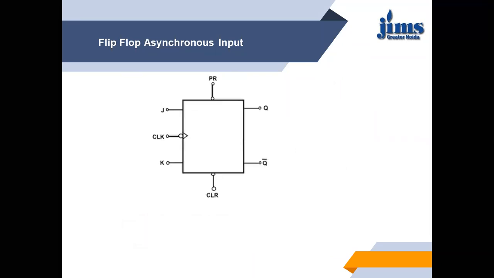So here in another example, I have put a bubble before the clock. This triangle denotes that it is an edge triggered flip flop, and this bubble denotes that it is a negative edge flip flop. So here we can say this is a negative edge flip flop. So these are some representations of flip flops, how the block diagram of the flip flop is represented.